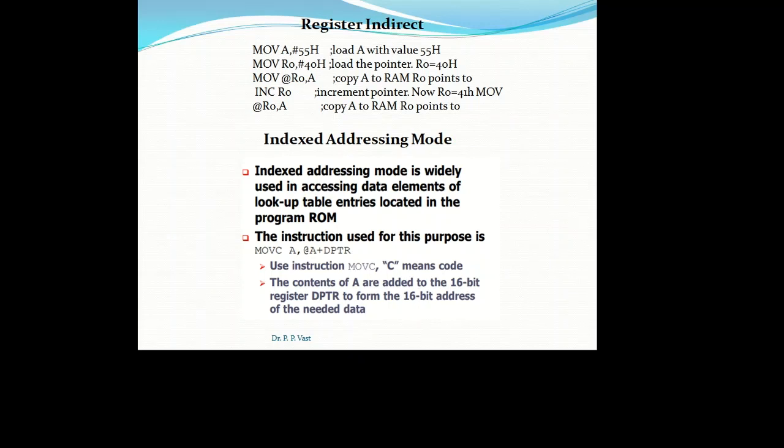Then we have incremented R0. Earlier it was 40, now it becomes 41. So the next instruction is MOV @R0, A. Now instead of saving the data at location 40H, it will get saved at location 41H. So 40H and 41H will have the same data, that is immediate data 55H. This is called register indirect mode. So the MOV @R0, A is the instruction related with register indirect.